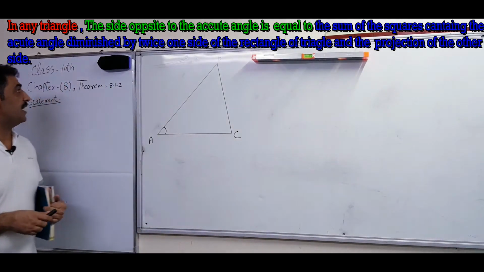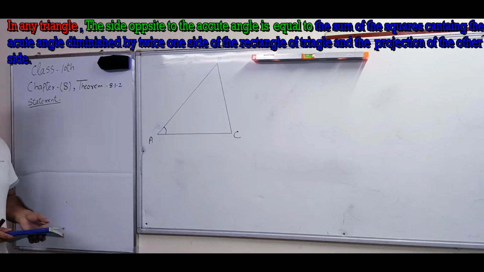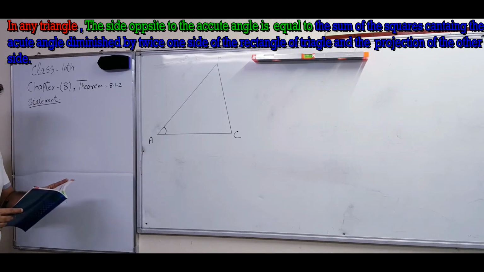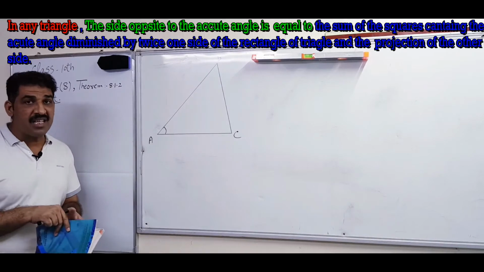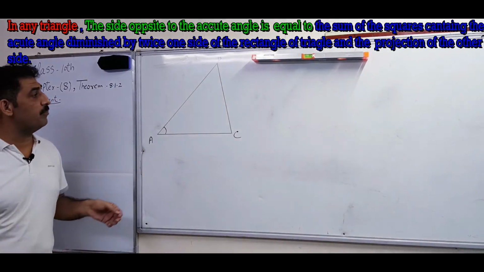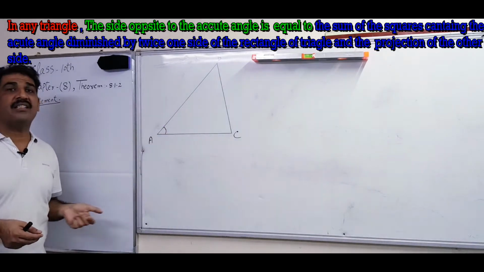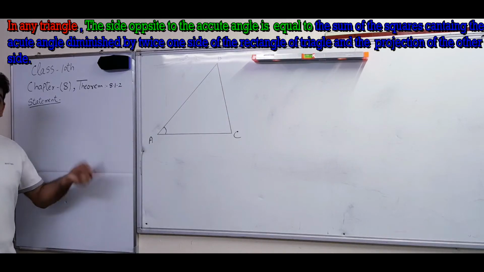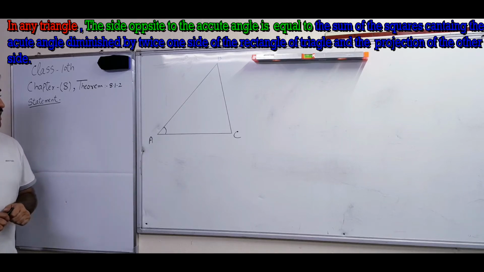In the first theorem he said that in an obtuse angle triangle, but here in the second theorem he said in any triangle, the square of the side opposite to the acute angle. It means that he is saying any triangle, because the three sides may be unequal in length or two sides are the same and the third side is different. But after that he is saying that it must be an acute angle triangle, so that's why I made it first.